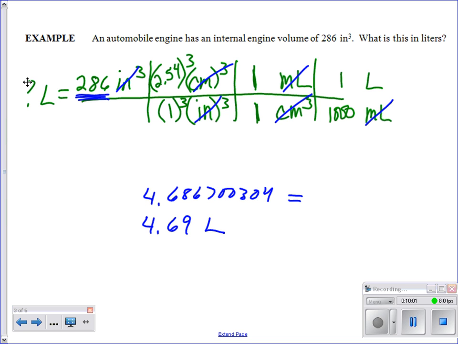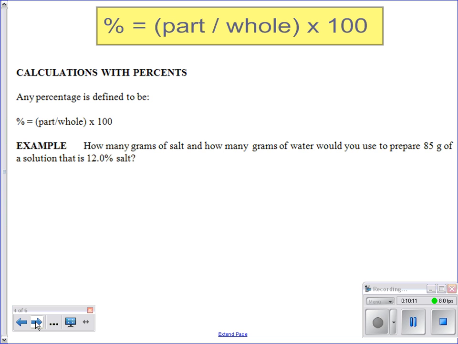Okay, that's really all there is to that additional stuff on dimensional analysis. Hopefully that wasn't a big jump for you guys. Now we're going to do a couple problems that have percents in them, just some percent calculations.